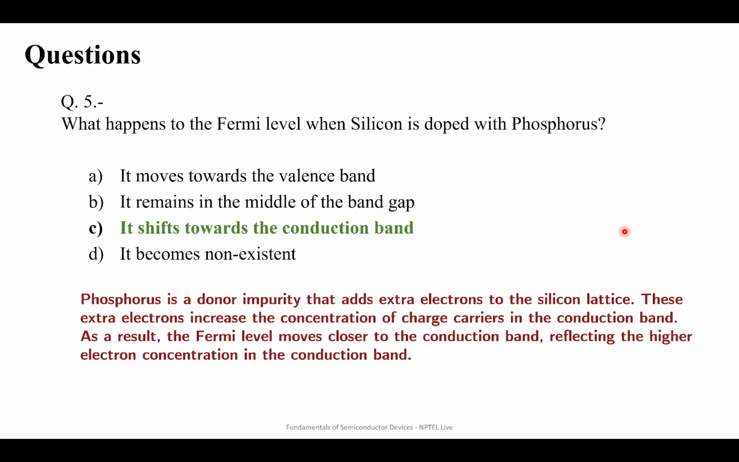So if we apply Fermi-Dirac statistics, we can see that the Fermi level should be closer to the conduction band to fulfill the Fermi-Dirac statistics. So when the Fermi level is moving closer to the conduction band and you calculate the probability of electrons in the conduction band, you will see that you now have a higher electron concentration. So that is why we consider the Fermi level to be shifting towards the conduction band.